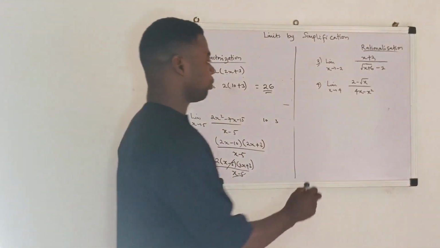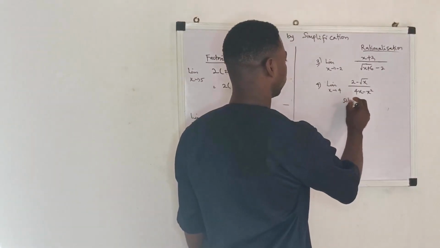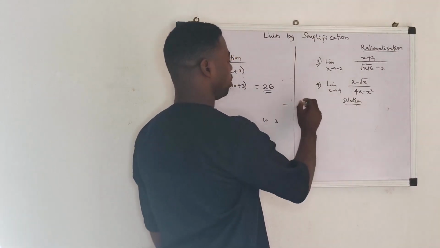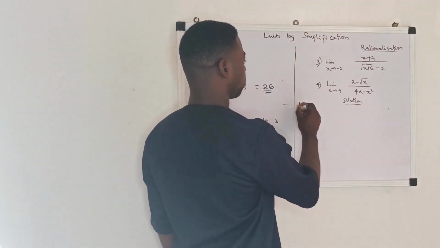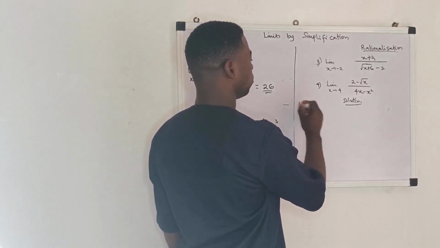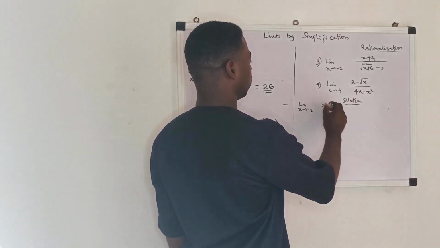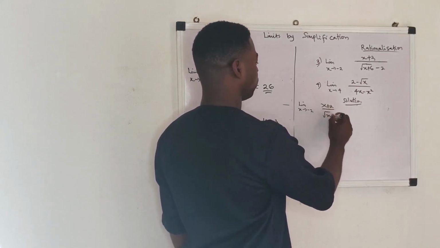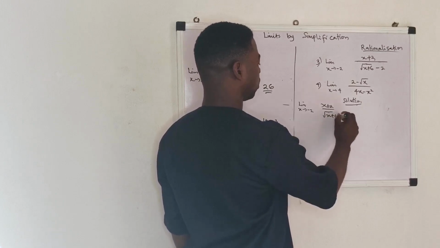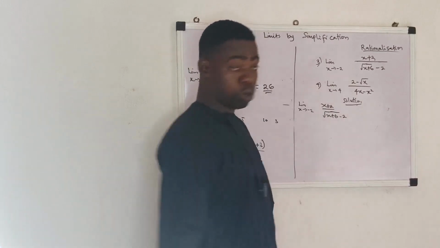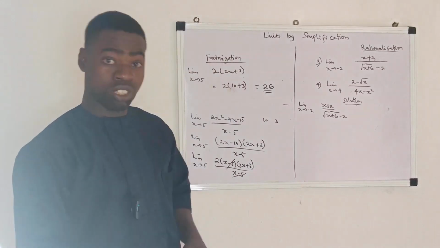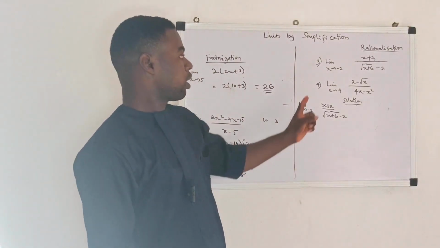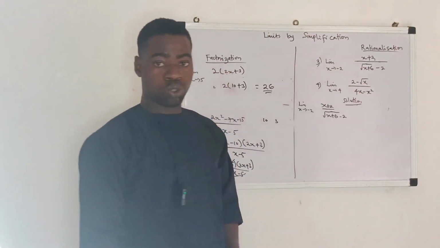Of course, when you are dealing with simplification by rationalization, your first step is always the conjugate. You actually need to take the conjugate of the function you're dealing with. But let's see, x approaches minus 2.